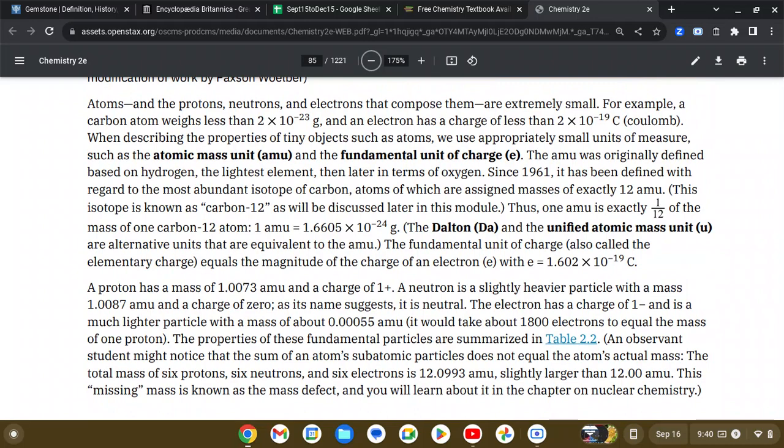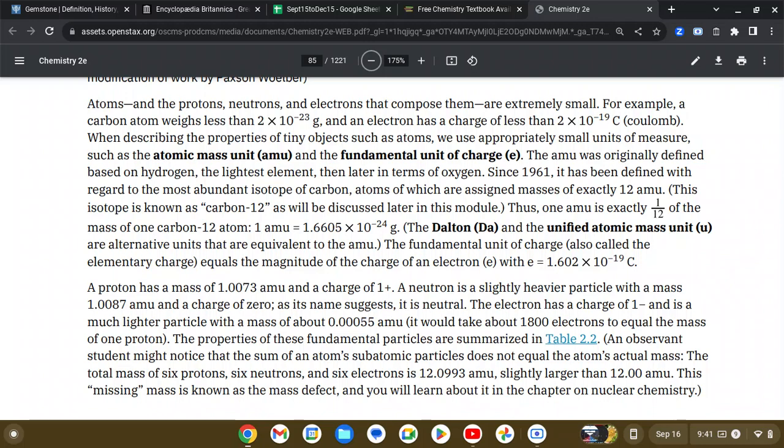The AMU was originally defined based on hydrogen, the lightest element, then later in terms of oxygen. Since 1961, it has been defined with regard to the most abundant isotope of carbon, atoms of which are assigned masses of exactly 12 AMU. Thus, 1 AMU is exactly 1/12 of the mass of one carbon-12 atom. 1 AMU equals 1.6605 times 10^-24 grams. The Dalton and the unified atomic mass unit are alternative units that are equivalent to the AMU.